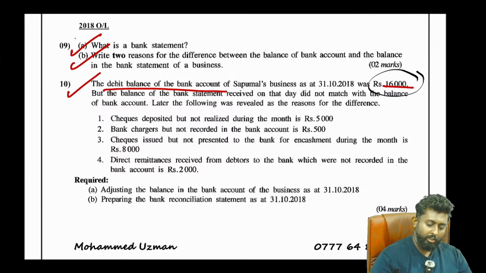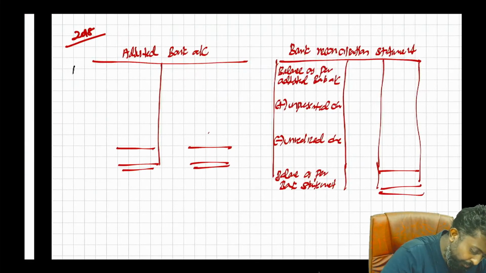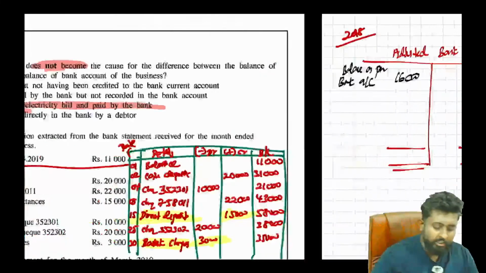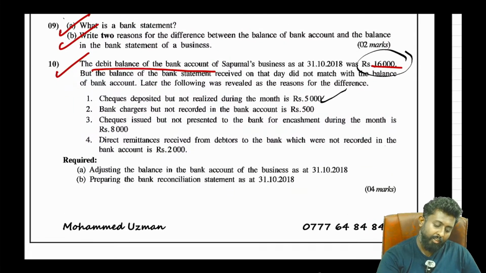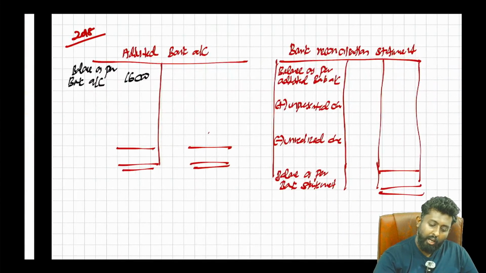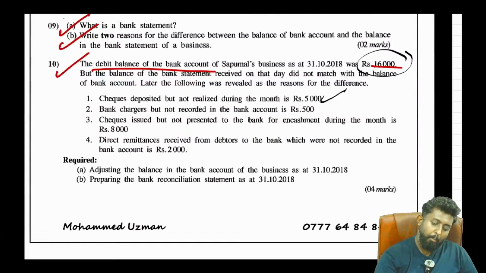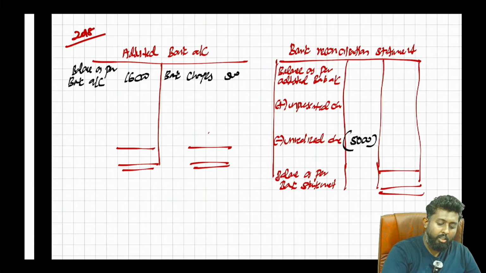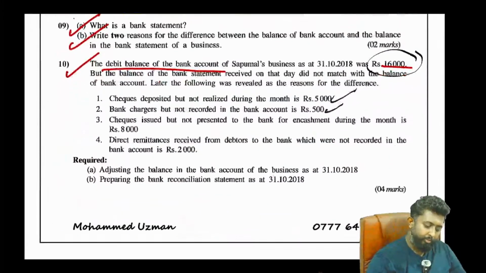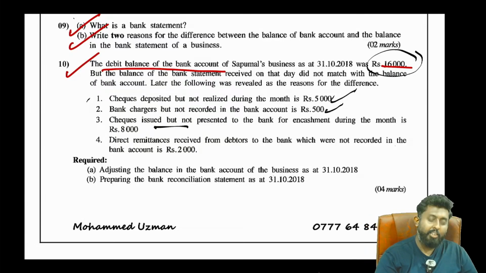the debit balance was 16,000. So balance as per bank account 16,000. First reason, what have they given everyone? Checks unrealized 5,000. So very simple, unrealized checks 5,000 minus. Next one, they have given bank charges not recorded 500. Easy, no? So minus the bank charges 500.